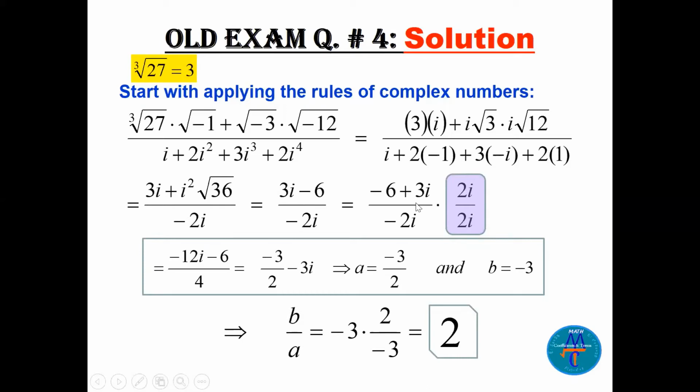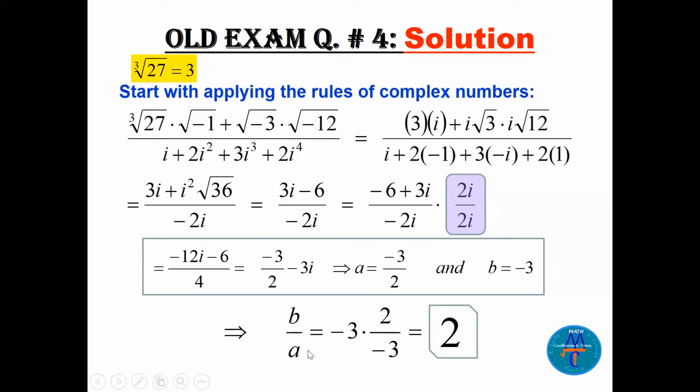Multiply minus 2i by the conjugate of the denominator, which is 2i, up and down here. And this 3i, I can write it as minus 6 at the beginning plus 3i, that's the same. You can leave it like this if you like. When you multiply, you get minus 3 over 2 minus 3i. So a is this real part, minus 3 over 2. b is the minus 3.